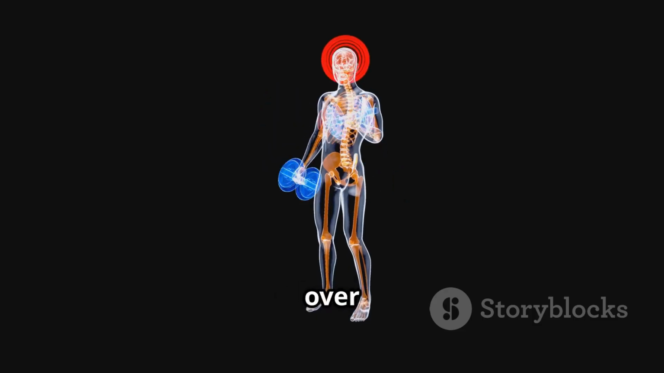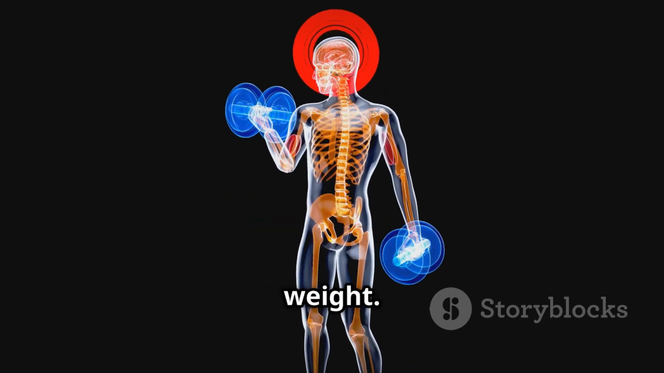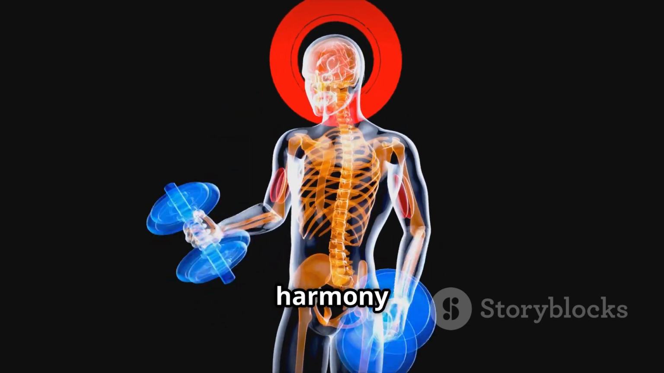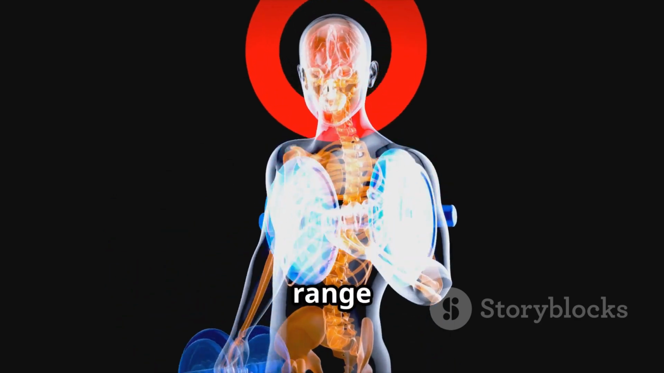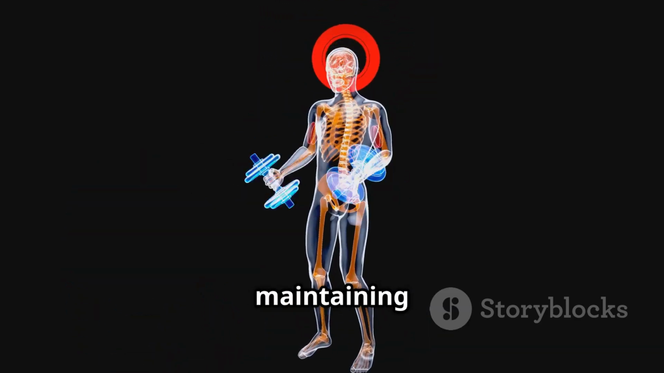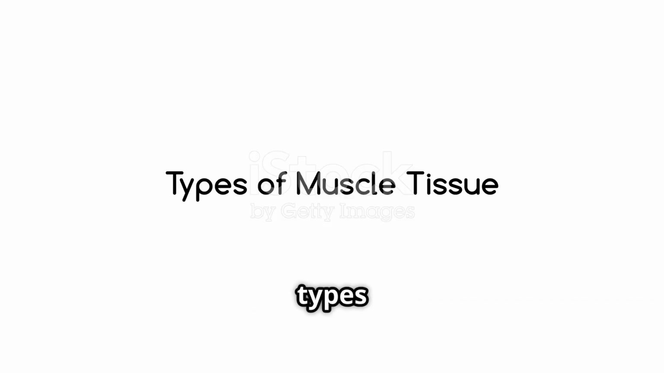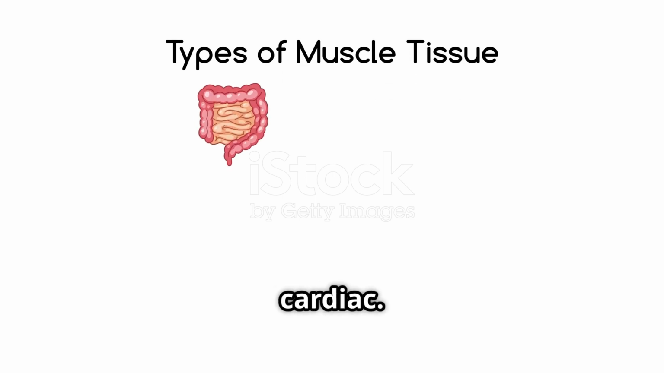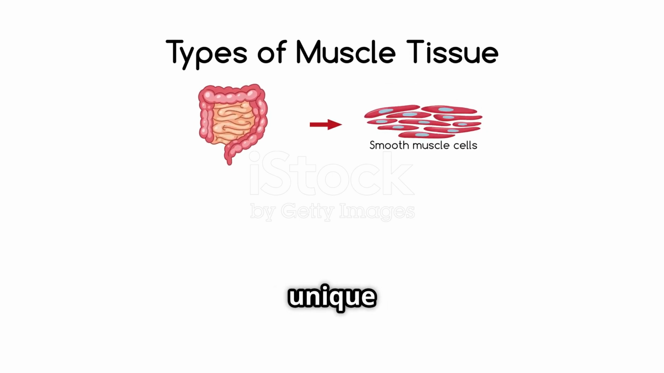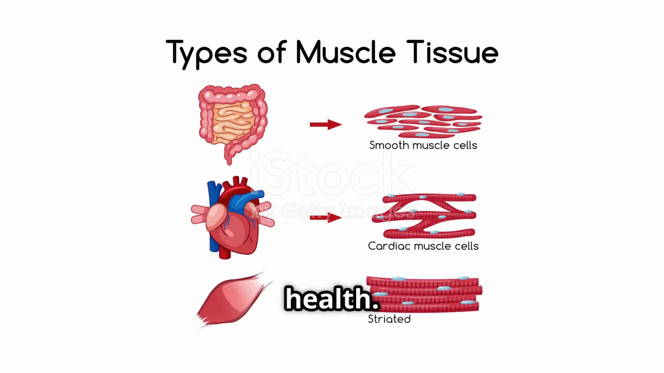The human body has over 600 muscles, accounting for a significant portion of body weight. These muscles work in harmony to enable us to perform a wide range of activities. Each muscle has a specific role, whether it's maintaining posture, generating heat, or facilitating movement. Muscles are categorized into 3 types: skeletal, smooth, and cardiac. Each type has unique characteristics and functions that are essential for the body's overall performance and health.